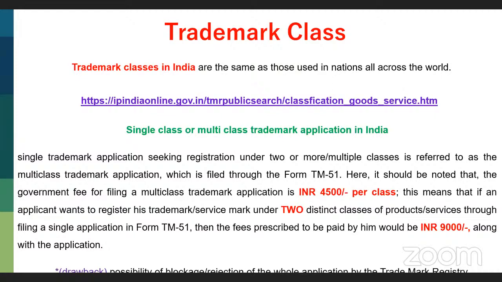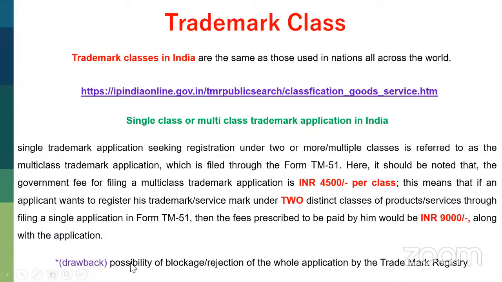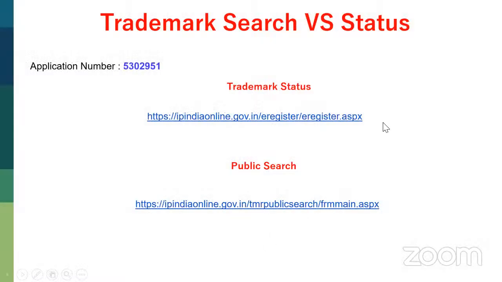So this is all about the classes of your trademarks. And the other important thing is, if a rejection happens and you're filing in different classes, then everything will be wholly rejected. So you can either file all together or one by one, no issues. But if you are developing new products or many products with the same company name, then you can file in different classes.